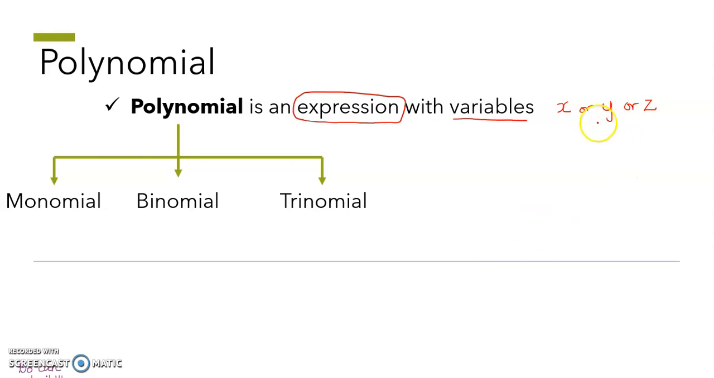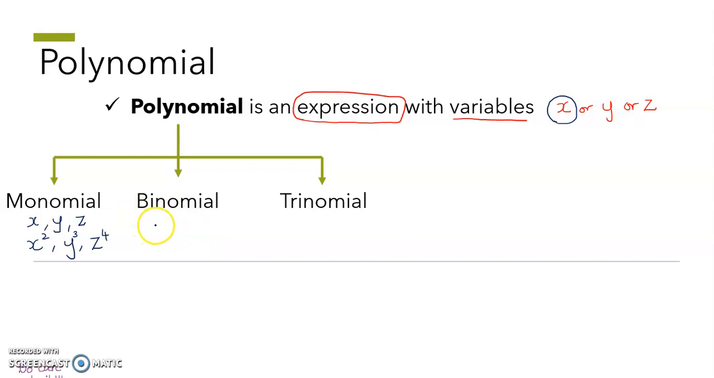Just now we saw what a variable is, right? A variable is usually represented by x, y or z. An example for a monomial can be x, y, z or x squared, y cubed, z power 4. These are examples of monomials, which have only one term. Binomial.